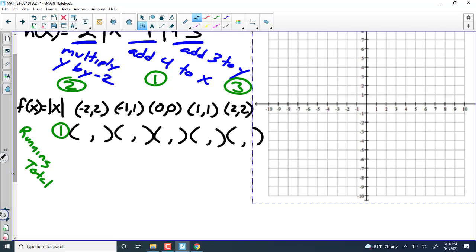We are now shifting the graph 4 units to the right. Add 4 to every x value, leave the y values alone. -2 plus 4 is 2, leave 2 alone. -1 plus 4 is 3, leave 1 alone. 0 plus 4, leave the y value alone. 1 plus 4, leave the y value alone. 2 plus 4, leave the y value alone. I have now added 4 to every x, just like I said I was going to.